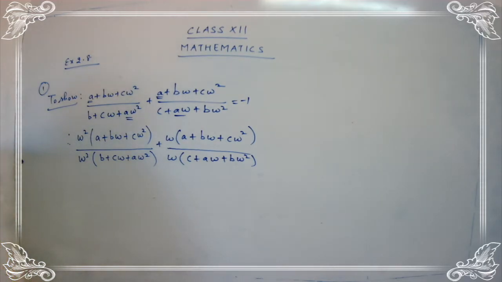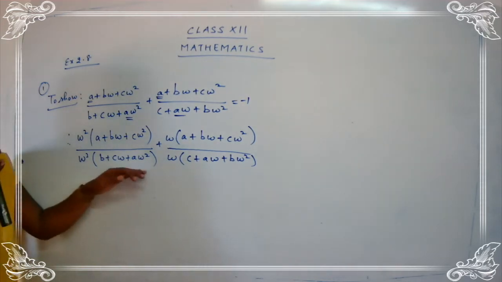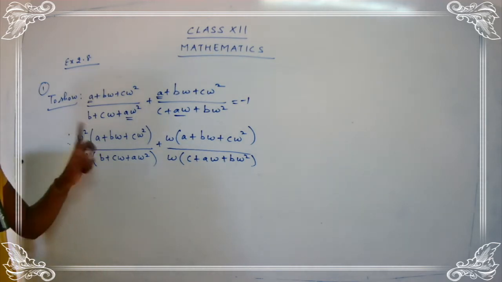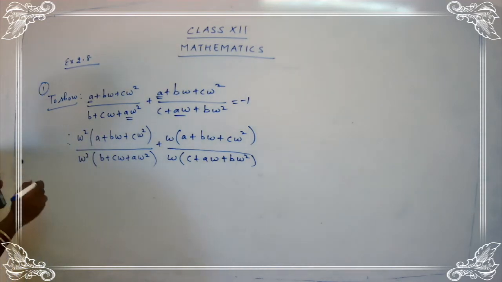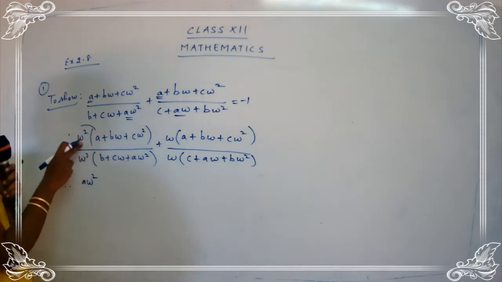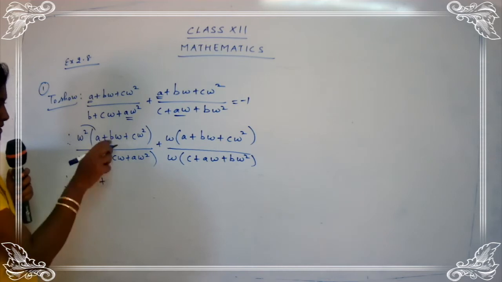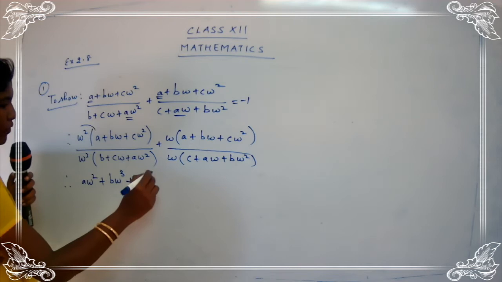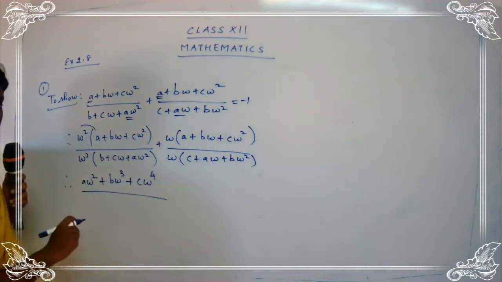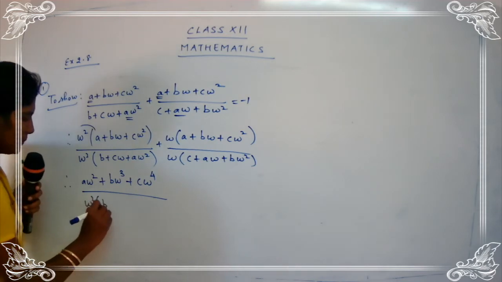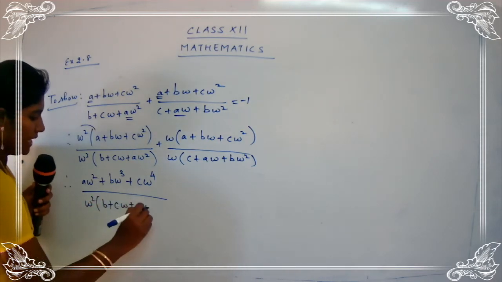So now here what we are going to do is, we are not going to make any changes to the denominator part. We are going to keep the denominator part as it is and we are just going to multiply the numerator part. Let's multiply the numerator part. Let's try to open the bracket. So what do you get here? A omega square, that is A into omega square, A omega square, plus B omega cube plus C omega raised to 4. Keep the denominator part as it is. No need to make any changes. Keep it as it is: B plus C omega plus A omega square.